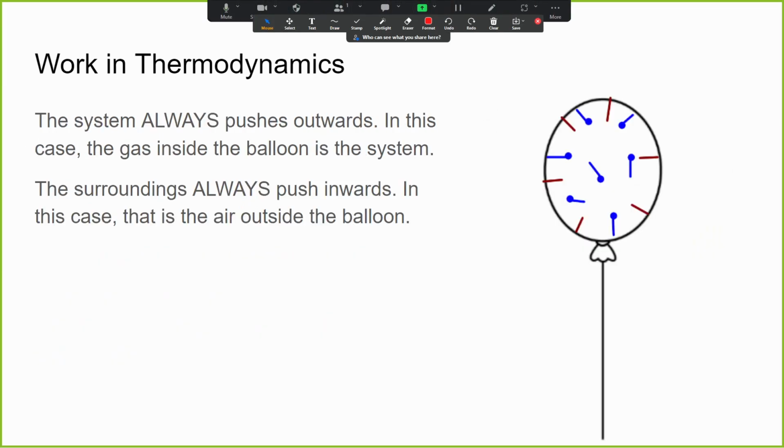The system is always going to push outwards. If you think about a balloon, the gas inside the balloon is the system, and the surroundings always push inward. In this case, that's the air that's outside of the balloon. Hopefully this makes sense. It'll probably make more sense when you do some examples with it, but just to tell you the convention: system outward, surroundings inward.